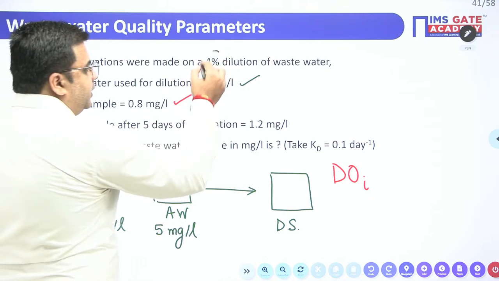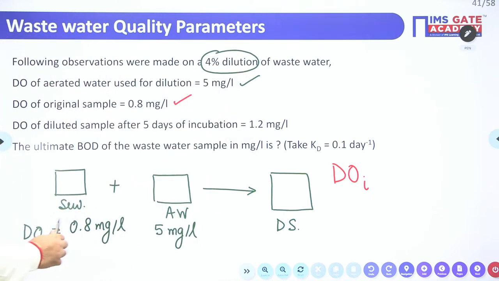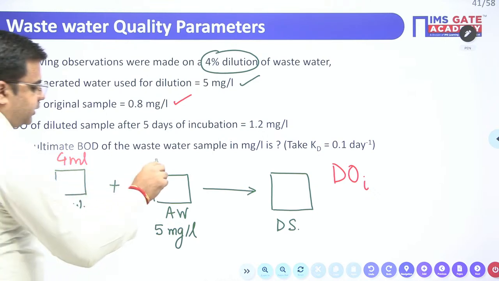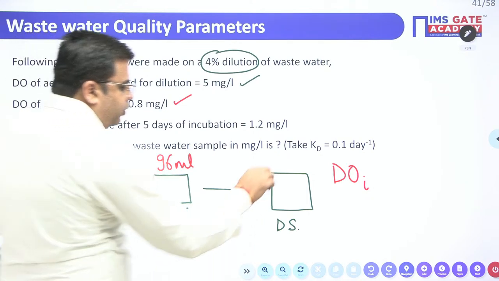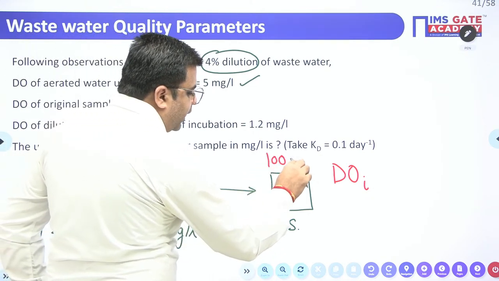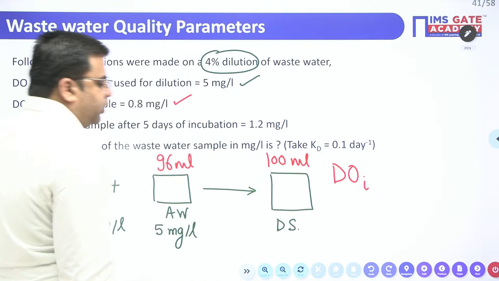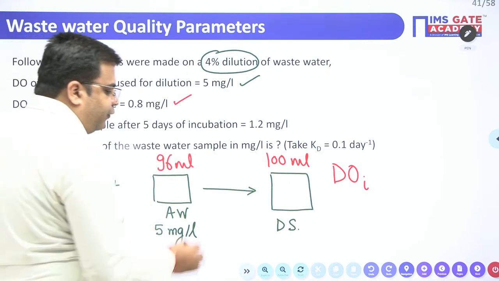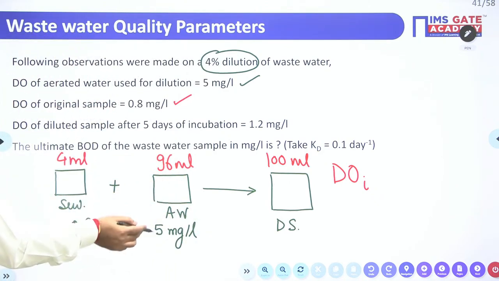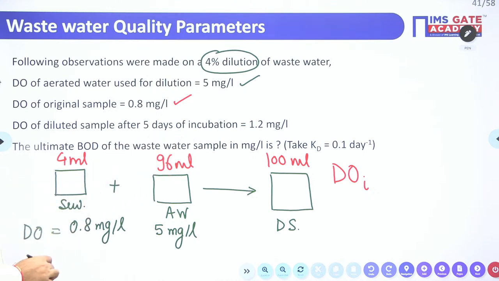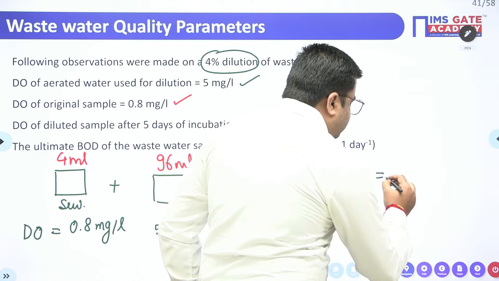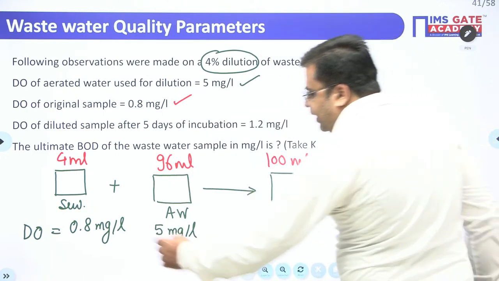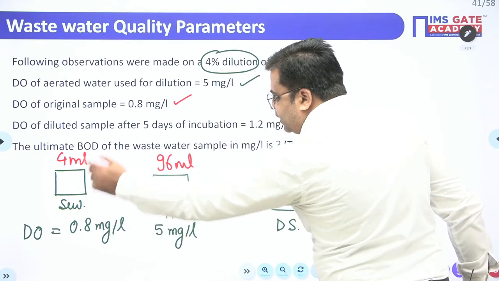Again, we are given the 4% dilution of the wastewater. It means 4 ml of our sewage is mixed with 96 ml of our aerated water to get 100 ml of our diluted sample, right? So using this volume, we take the weighted average with respect to the volume to calculate the DO initial of this diluted sample. So this DO initial will be equal to the weighted average of the dissolved oxygen with respect to the volume.